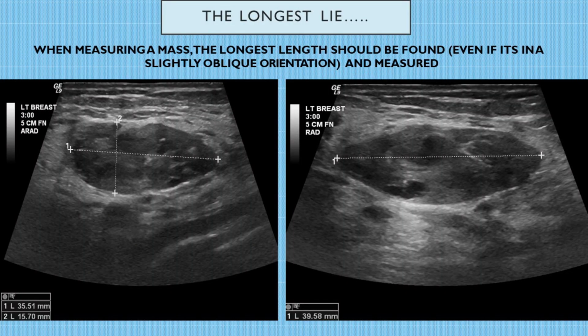Here we have an actual breast mass that we're measuring. When measuring the longest lie, the longest length should be found. We call this the longest lie, even if it's in a slightly oblique orientation, and measured. And this gives us a true representation of the size of a mass.